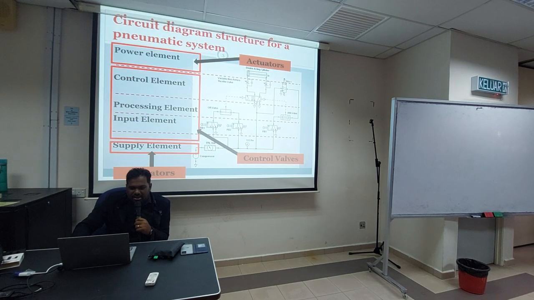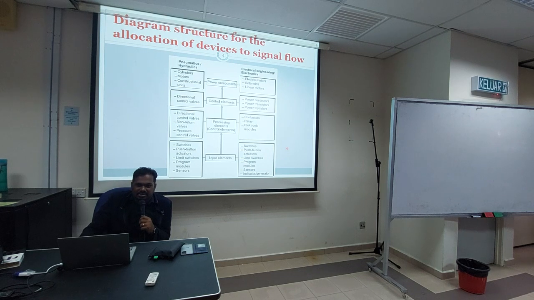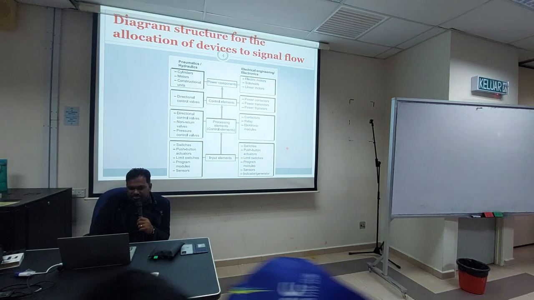So I explained this earlier. Your pneumatic circuit or pneumatic system consists of supply element, input element, processing element, control element and power element. If your circuit is simple, maybe there is no processing element, so input, control, straight to power. It depends on the complexity of the circuit. But normally for your exam level, it will have all these 5. It won't be too simple unless the question is a simple design.